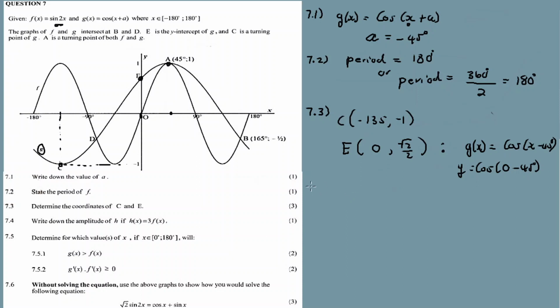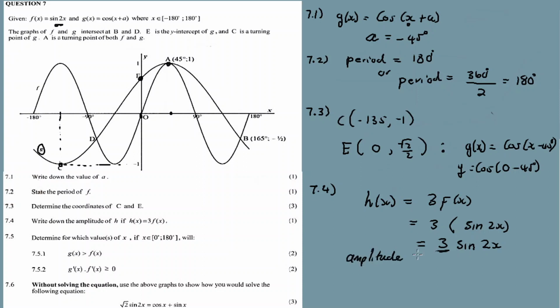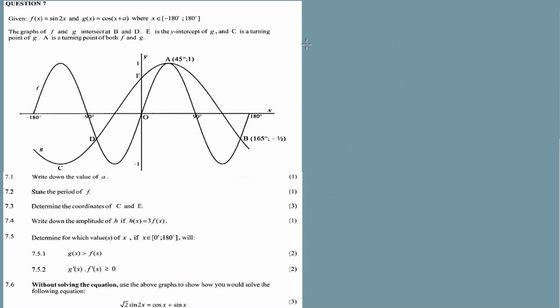Now 7.4. Write down the amplitude of h if h of x is equal to 3 times f. So h of x is equal to 3 times f of x, therefore it's 3 open f of x, which is sine 2x. So our function is 3 sine 2x. The amplitude is 3. So the amplitude here is equal to 3. Now we are at 7.5.